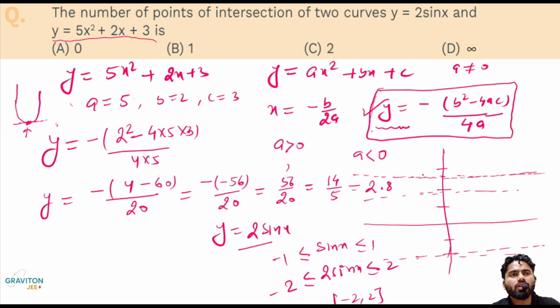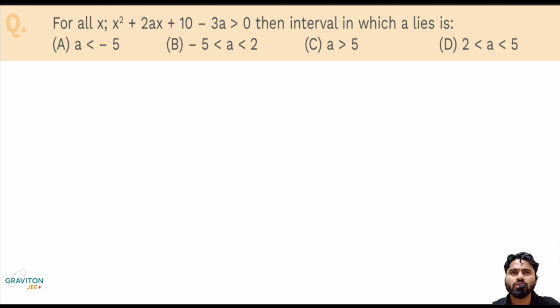Okay, and your parabola is always above this line. So will they intersect? Not intersect. So the number of points of intersection for this is equal to 0. Now we will move to the next question.